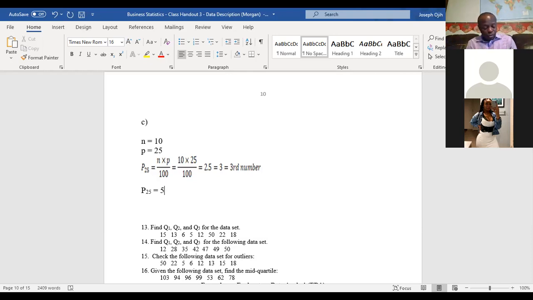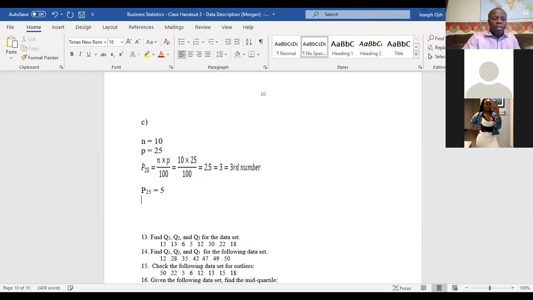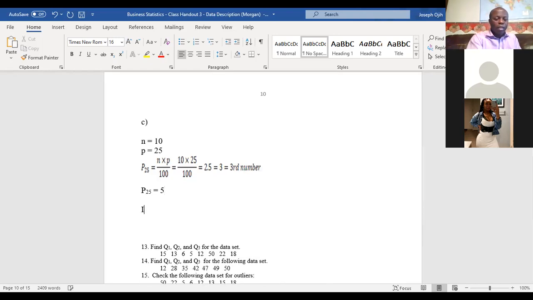Any question for me? This one? No. This is interpreted as it says, interpretation. The score of 5 is the 25th percentile score.